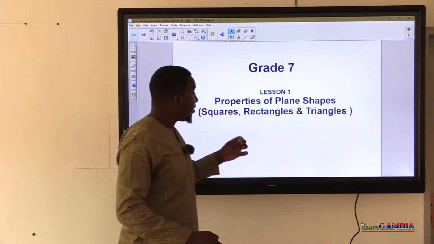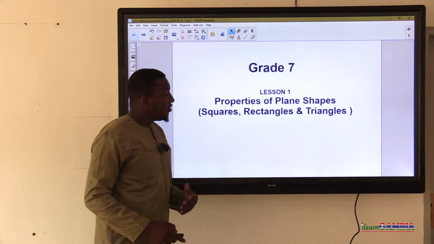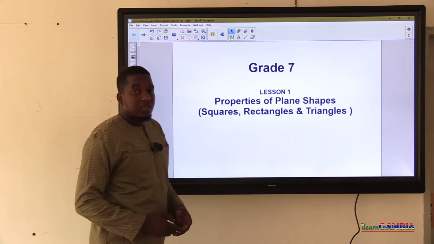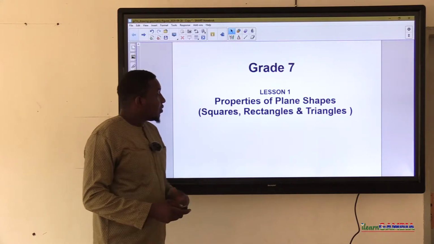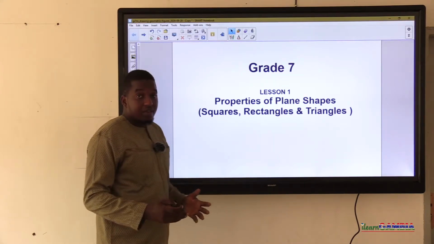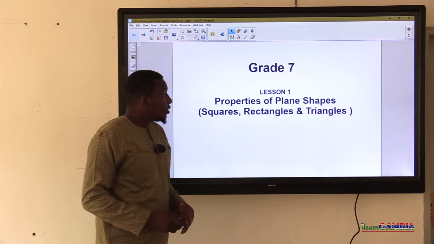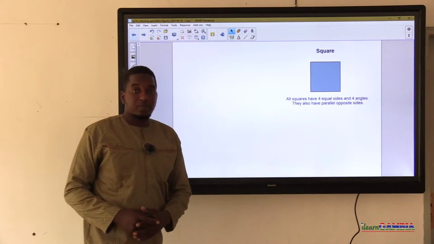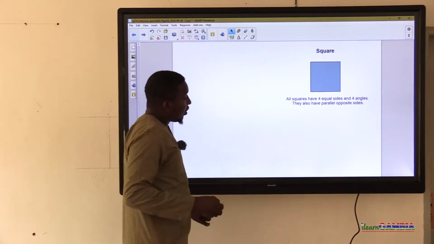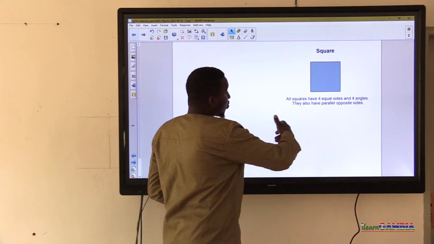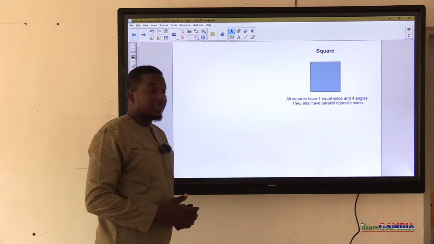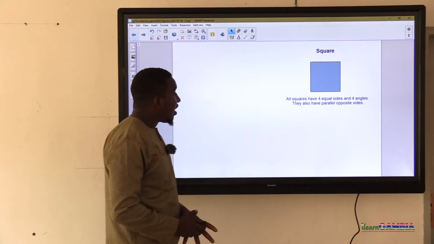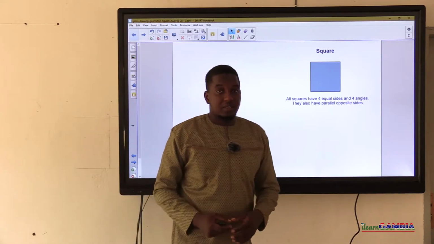So we are going to look at each and every one of these shapes individually and examine their properties. What do they have in common, and how do they differ? The differences that they have, and so on. So we start with the first one, which is a square. Now we are told that all squares have 4 equal sides and 4 angles. They also have parallel opposite sides. Now what does this mean?